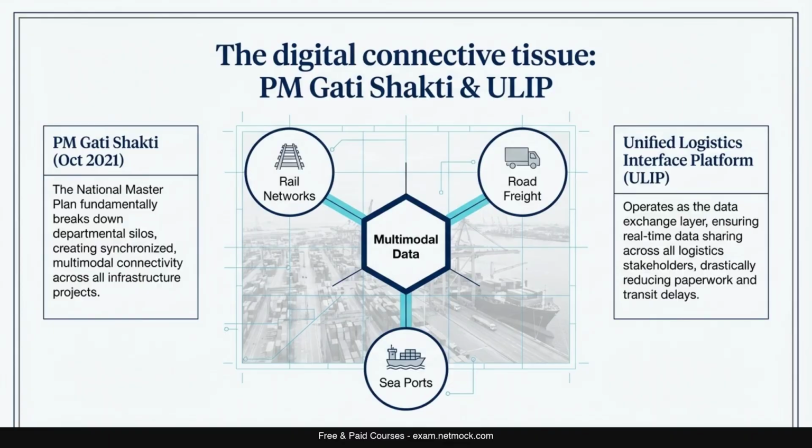PM Gati Shakti, launched October 2021, is the national master plan creating synchronized multimodal connectivity across rail, road, and sea. ULIP, the Unified Logistics Interface Platform, is the data exchange layer ensuring real-time sharing across all logistics stakeholders. Together they form the digital nervous system of India's logistics architecture.